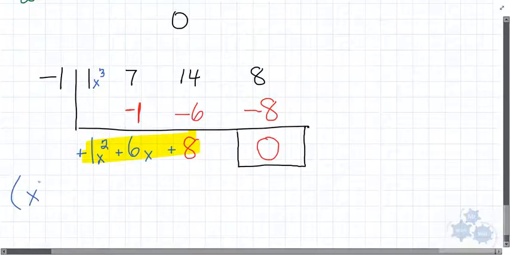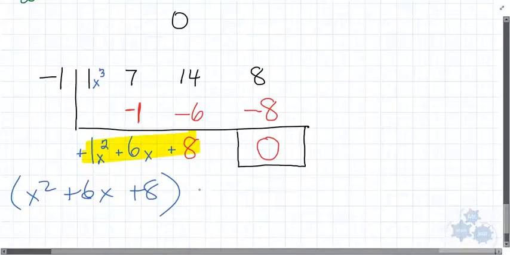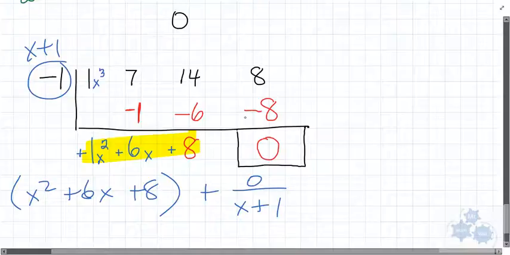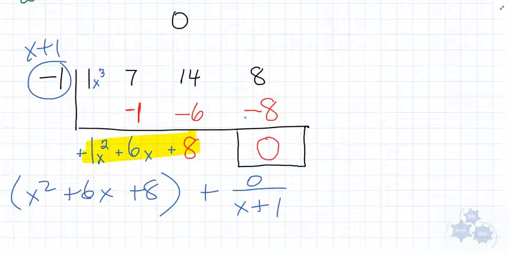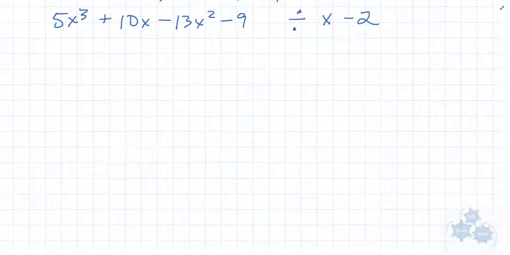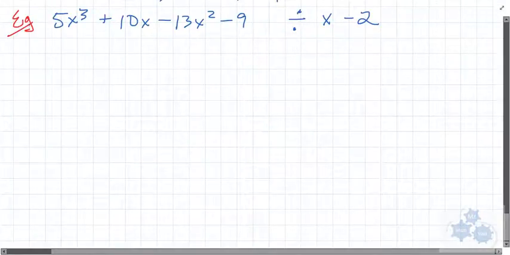Okay, so we have x squared plus 6x plus 8, remainder 0, or plus 0 over x plus 1. And remember, the binomial was x plus 1. We use the a value of -1 in our synthetic division. Okay, any questions there? You're all going, I don't know if I have questions. That's something brand new, okay? Yes. All right, here's another example that we're going to do.